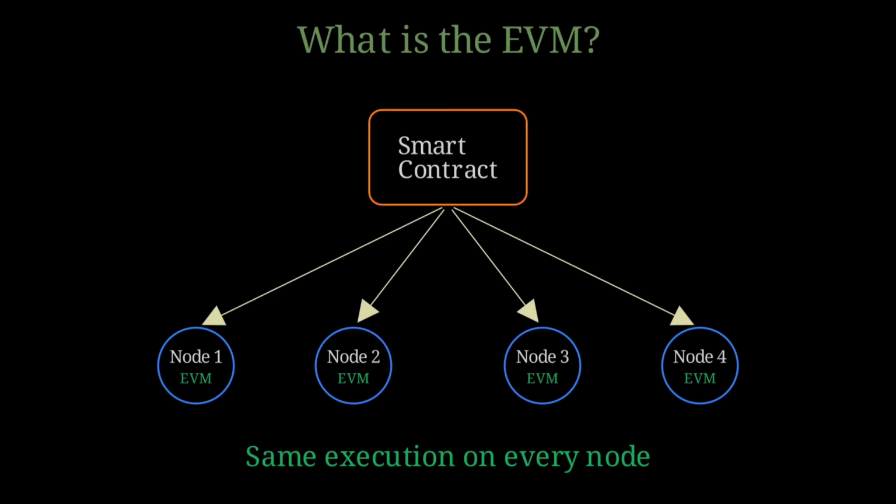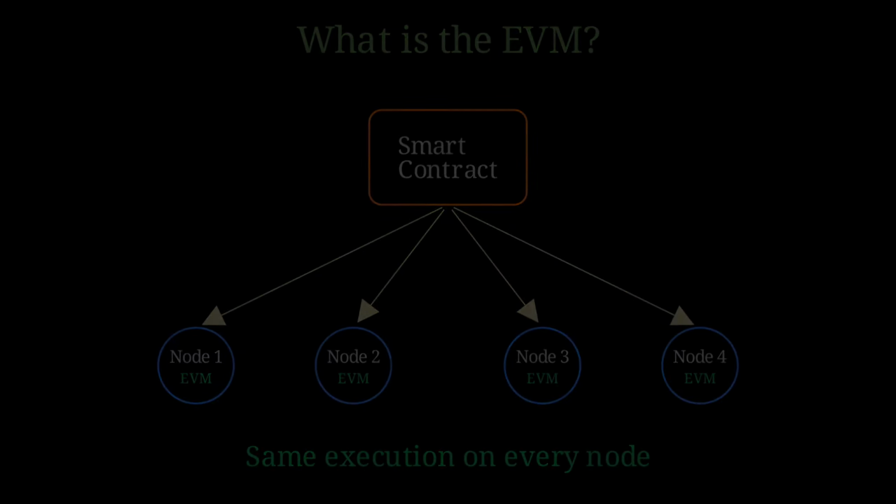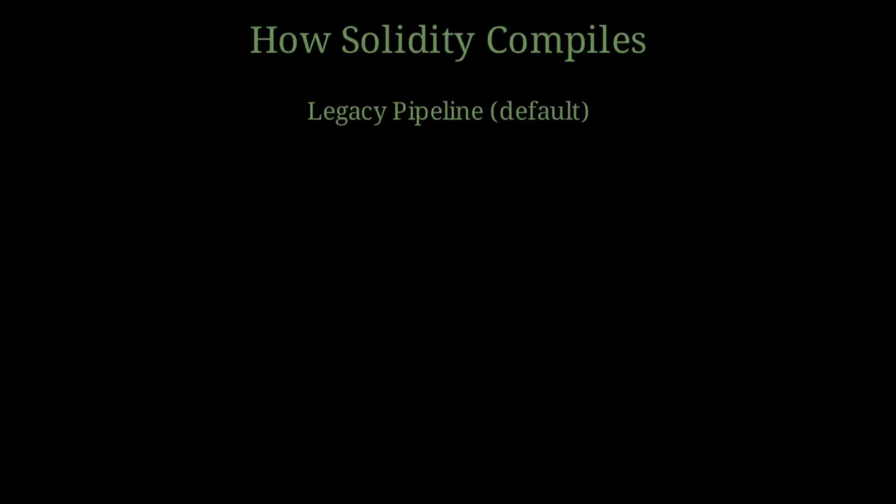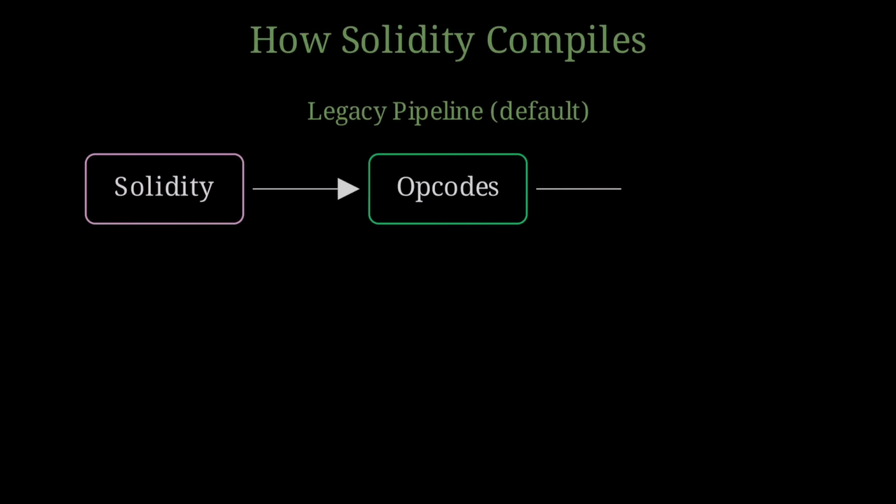When you write an Ethereum smart contract, you write it in Solidity or Yul. But the EVM doesn't directly understand your Solidity code. It understands bytecode. So how do we get from Solidity to bytecode? There are actually two ways. The first is the legacy pipeline. This is the default. Your Solidity code compiles directly into opcodes, which then become bytecode. Solidity to opcodes, the individual instructions that make up the bytecode, to bytecode.